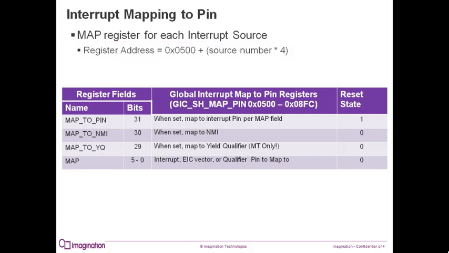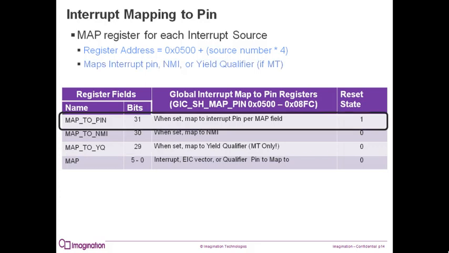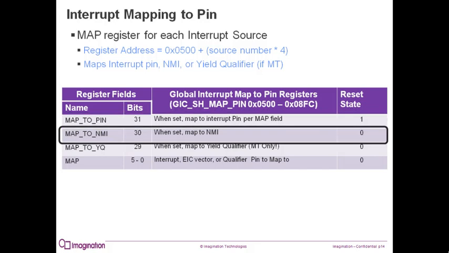plus the offset of the GIC. There are 3 bits that control the type of pin that is assigned to the interrupt source. While there is nothing to prevent you from setting more than one of these bits, only one of these bits should be set. The map to pin bit means you will be mapping to an interrupt pin on the processor you will be assigning in the map to VPE register. The actual pin or interrupt vector will be set in the map field of this register. The map to NMI bit will map the source to an NMI input of the processor.